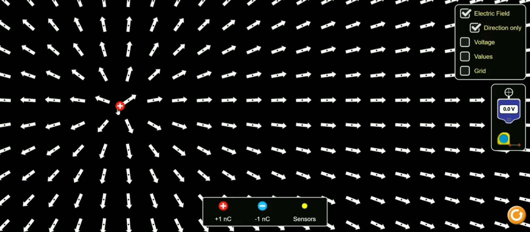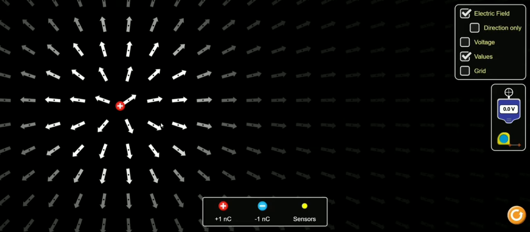Since it's a positive charge, it is producing radially outward field lines. All the field lines will be going radially outward. So that's what happens here. Now we see the values of the field.